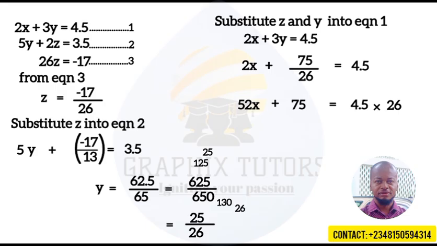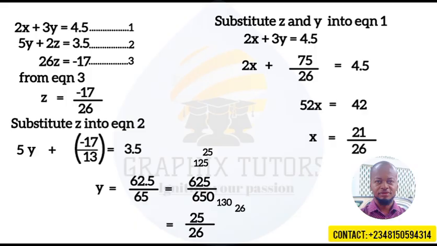Now you collect like terms. 52x will now be equal to 4.5 times 26, which is 117, and we take 75 to the other side, it becomes minus 75. So 117 minus 75 will give us 42. So 52x is equal to 42. Dividing both sides by 52, we have 42 over 52. So when you do the needful, 2 can go in 42 21 times, and 2 can go in 52 26 times. So this is our value for x.